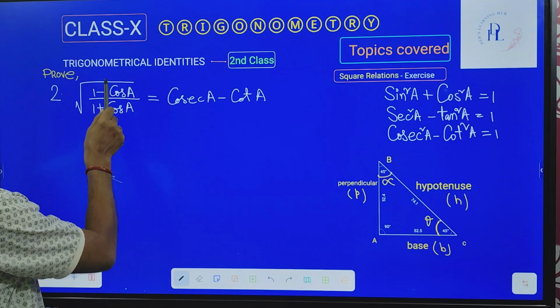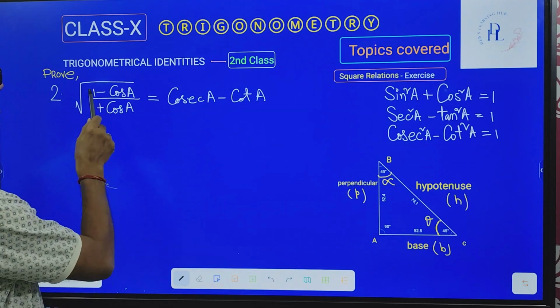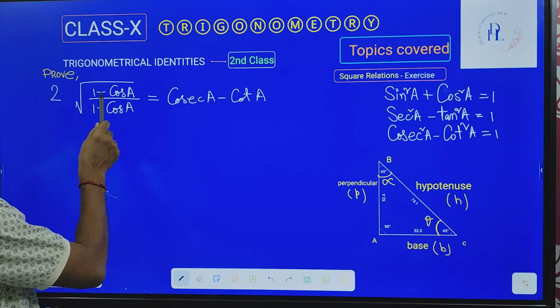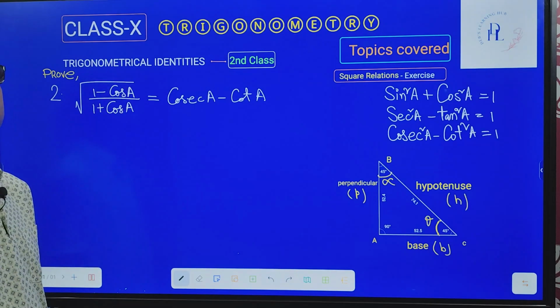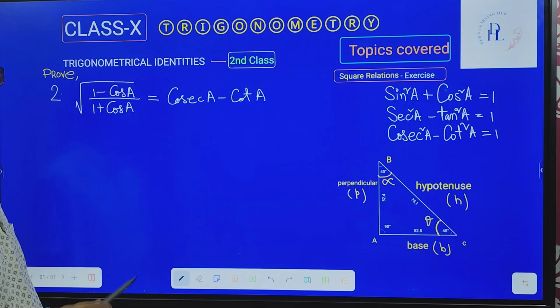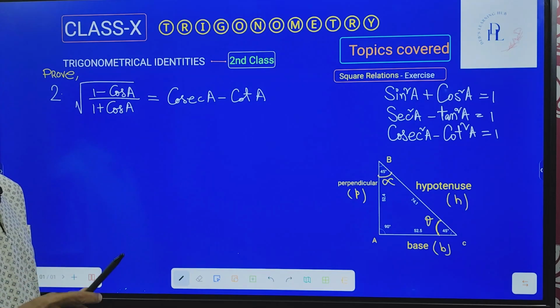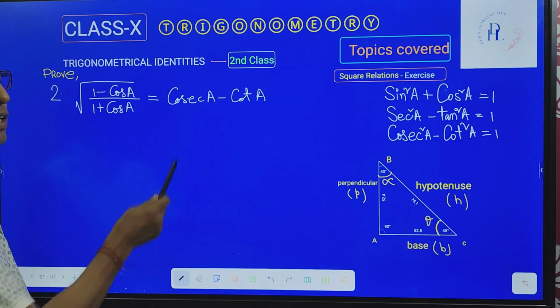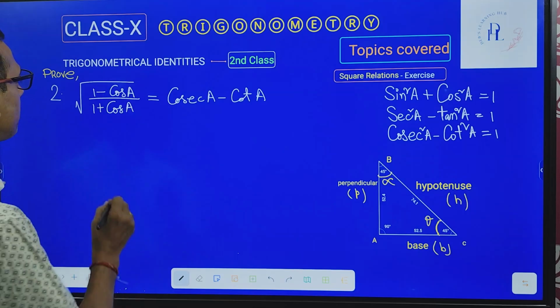And then automatically the numerator will be, within root, 1 minus cos A whole square. That means what will be there? 1 minus cos A by sin A. So 1 minus cos A by sin A, if you just separate these two, 1 by sin A minus cos A by sin A, that means cosec A minus cot A. So let me just resolve that problem.